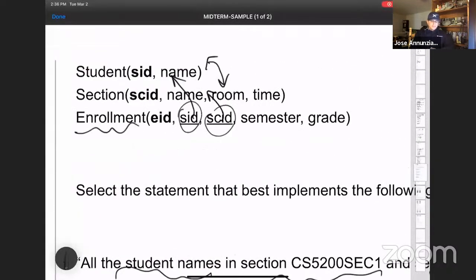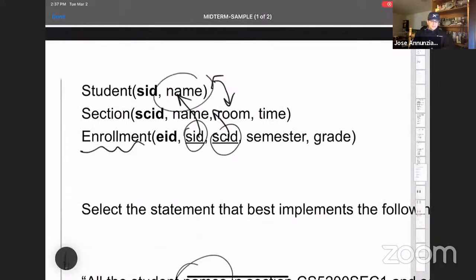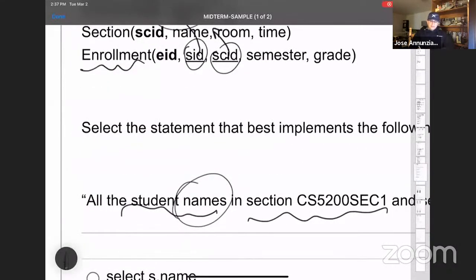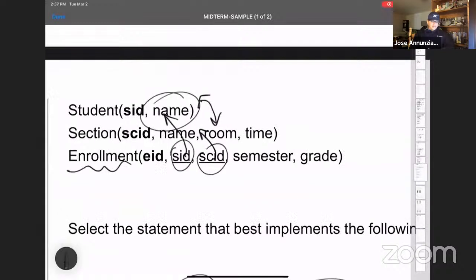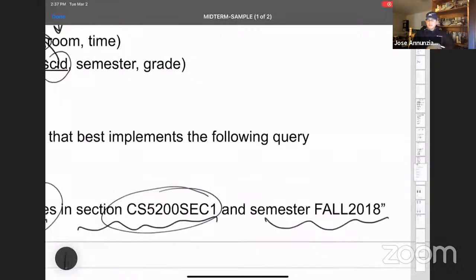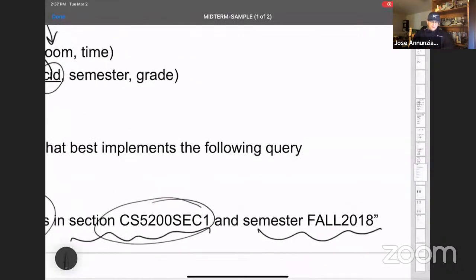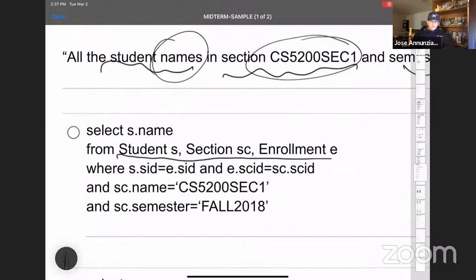Because the name lives in the student table, and the name of the section lives here. But there's no way to get between the two. That's why we need to go through the enrollment table. And the semester is also in the enrollment. So definitely we need to join all three. Okay, so let's see. There's three tables there, very good.